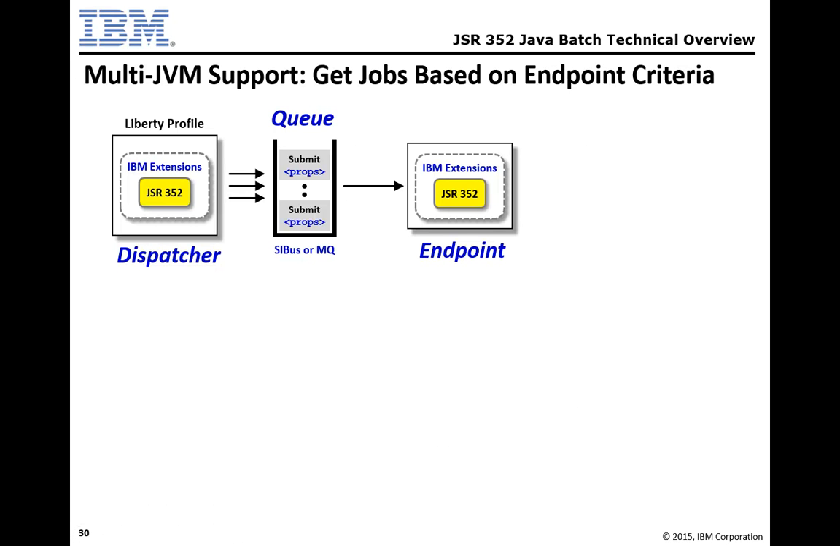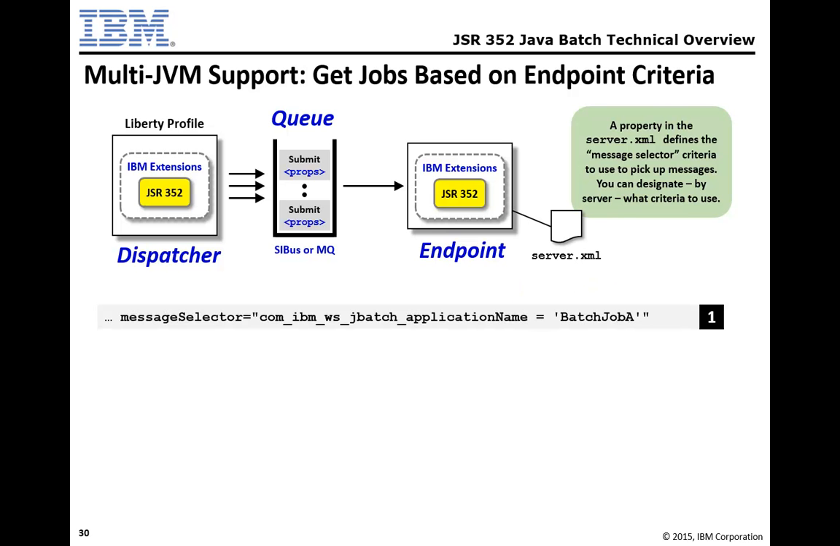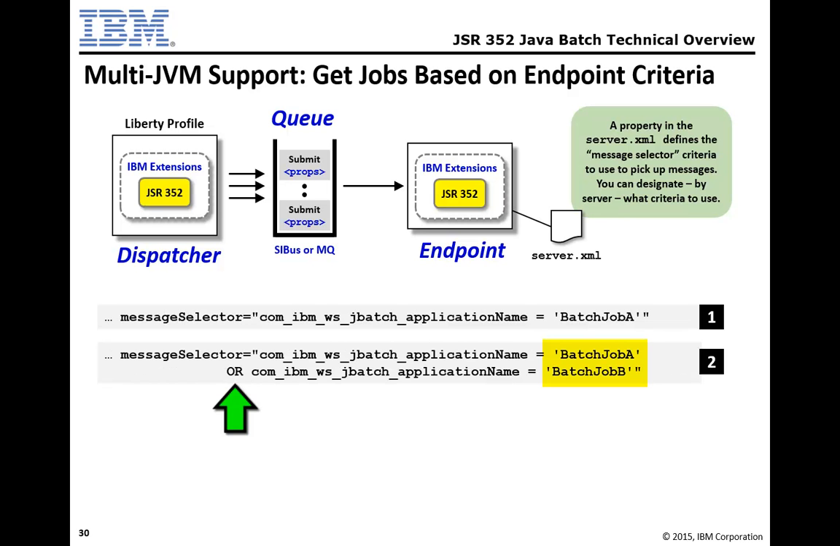You may wonder how a batch endpoint knows what job submission messages to pick up. It's based on properties you code in the server XML for the endpoint server. These properties are called message selectors, and they tell the endpoint server what messages to look for and pick up. For example, here's a message selector property that will look for and pick up any messages where the application name is batch job A. Here's a message selector property that looks for either batch job A or batch job B. This is how you deploy multiple batch applications in the same server and have the job submission messages for each picked up.